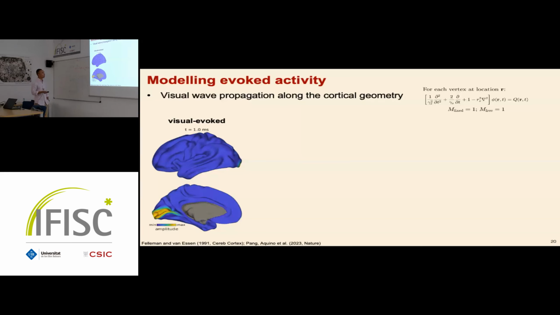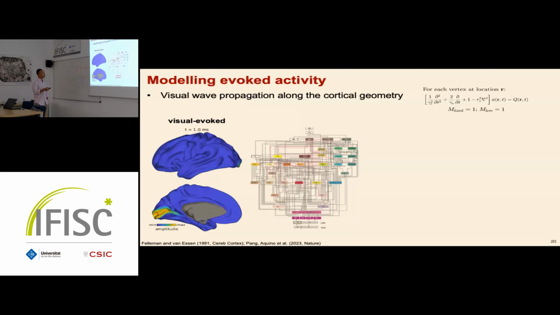What we did next was to follow the activity along what we call the visual hierarchy. So this is a typical map by Van Essen and Felleman, where they showed that if you follow the input from the retina to the LGN to the visual cortex V1, V2, V3, it will follow this hierarchical organization. Basically, the activity gets passed on to the next level of the hierarchy and so on and so forth until you get to higher order cognition.